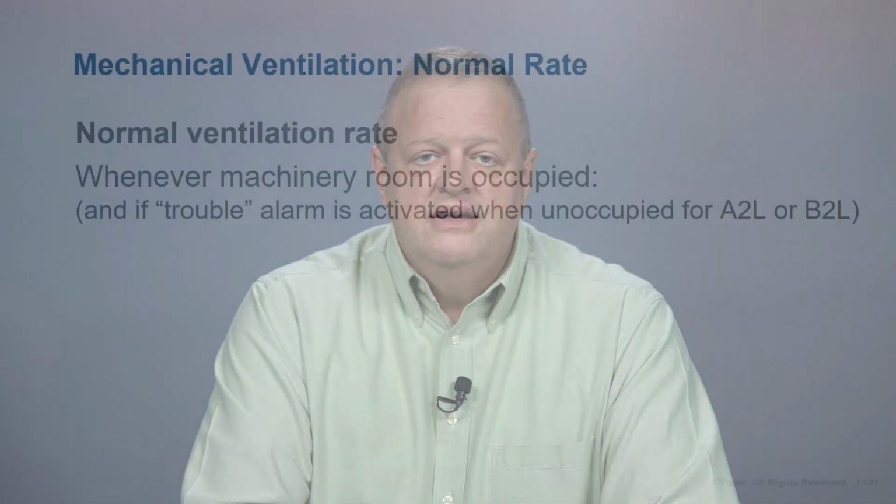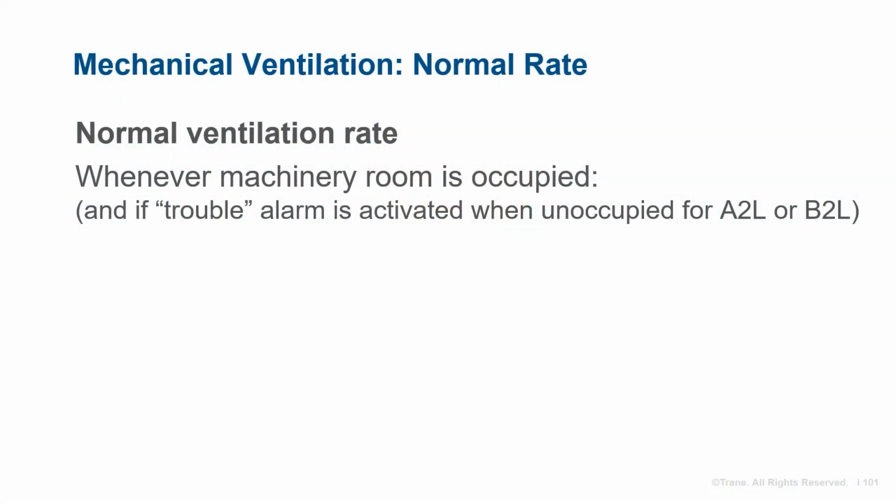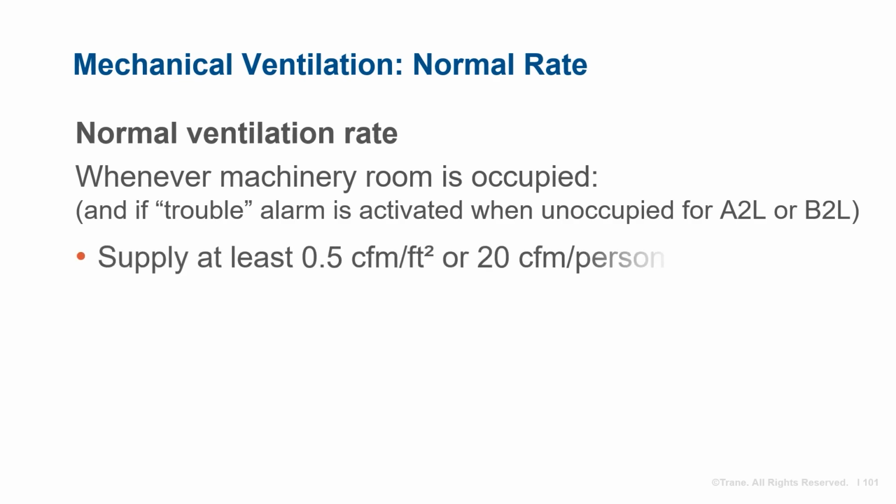Now, moving on to the requirements for ventilation, the standard requires the use of power-driven fans to exhaust air from the machinery room in the event of a refrigerant leak. It requires 2 different airflow rates, normal and alarm. The first, normal ventilation rate, is required whenever the machinery room is occupied. This system must provide at least 0.5 CFM per square foot of machinery room floor area, or 20 CFM per person. Now, designers typically use the half CFM per square foot value because the number of occupants in this type of space can be difficult to predict.